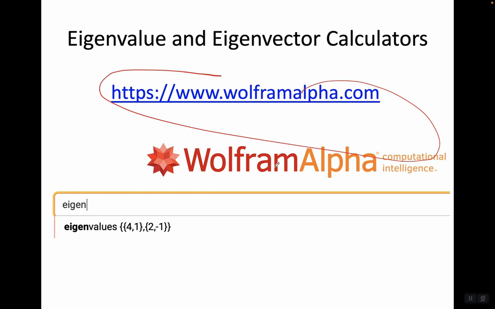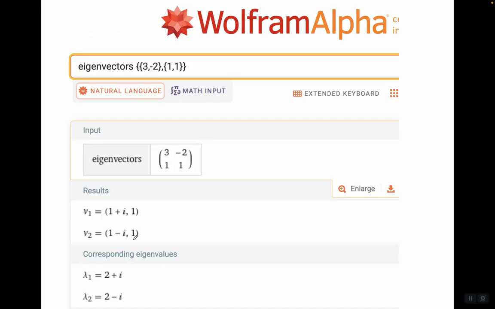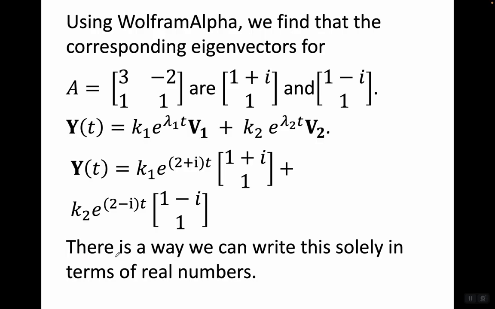You go to Wolfram Alpha, you just type in eigen, and it will prompt you with this. This comes up, so you just click on that. Or you just type eigenvectors {3, -2}, {1, 1}. That's our matrix. It will tell you the eigenvectors of the matrix, and it'll tell you those corresponding eigenvalues. We already knew those. Okay, so we find that the corresponding eigenvectors for those eigenvalues are these.